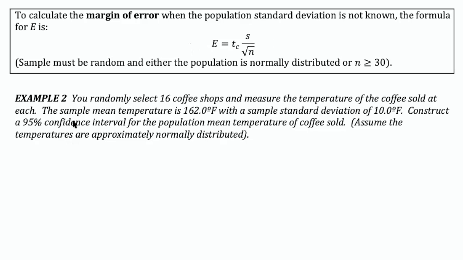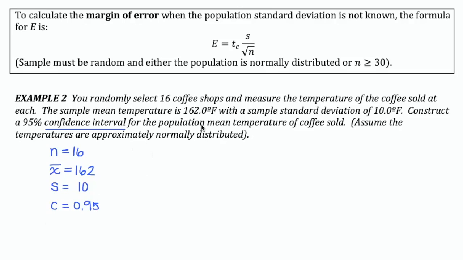So now I'm going to jot down what I've been told. There are 16 coffee shops, so that's my sample size. The sample mean temperature, X bar, is 162 degrees, and the sample standard deviation, little s, is 10. So again, this is a situation where we don't know the population standard deviation. We want a 95% confidence interval, so that is my C value written as a decimal. And we want to write a confidence interval, but the first step in getting a confidence interval is always to find the margin of error.